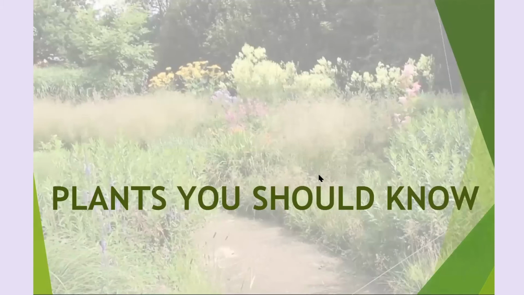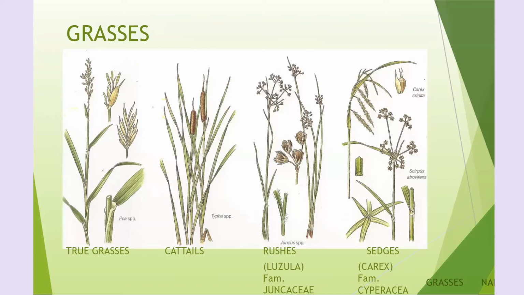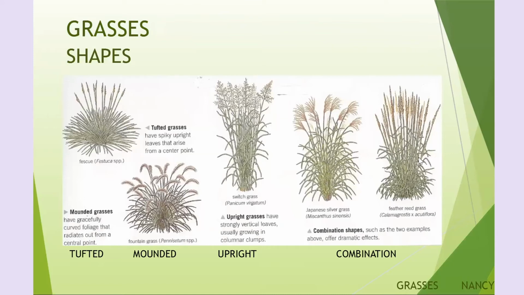Now, plants you should know: ornamental grasses, and it means nothing. There is no scientific basis for the term ornamental grasses. It's commercial. Nevertheless, if they have narrow strap-like leaves, parallel veins, and seed heads, they fit into that category. True grasses belong to a family called Poaceae, and other ones that fit in are the cattails, the rushes, and the sedges. There is a book by an author called Ondra, O-N-D-R-A, called Grasses, that is great. It's a great book. At least look at the pictures.